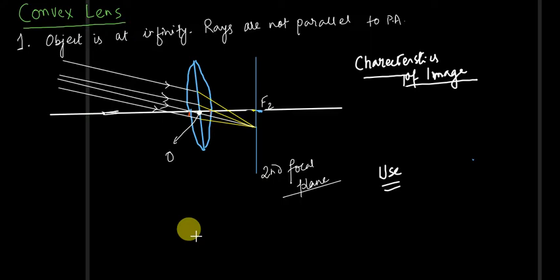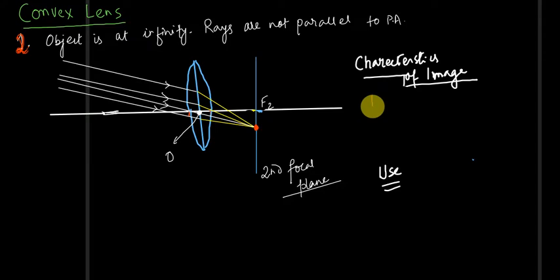Okay, so we'll now move to our next case, case number 2. Here the object is at infinity but the rays are not parallel to the principal axis. As you can see, the rays over here are falling obliquely. Individual rays are parallel within themselves, but they are falling obliquely. So in this case, each and every ray will converge to a certain point which will lie on the second focal plane, that is the plane of the focus. So it will lie in the second focal plane and this will be the image.